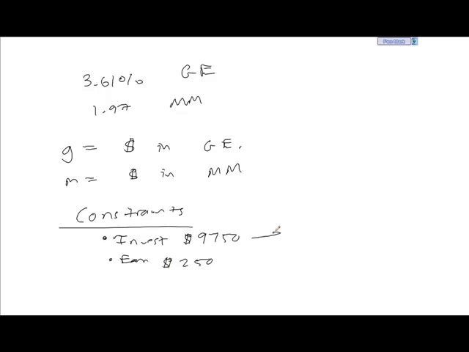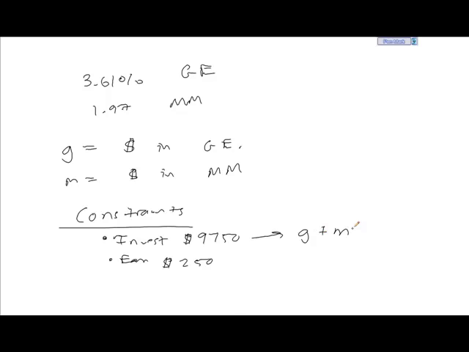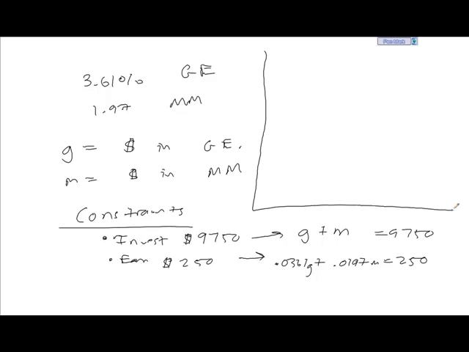So these are basically set up the same way. Our G plus our M, our total, has to be $9,750. And now the percentage times the amount invested plus the percentage times the amount invested has to equal $250. So just like before, except with our corresponding percentages, 0.0361 G plus 0.0197 M has to equal 250.